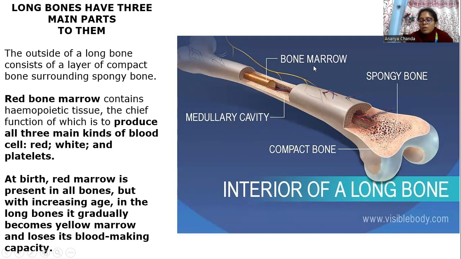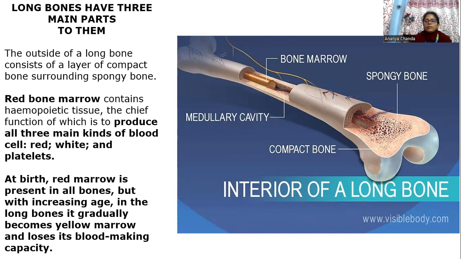So bone marrow comprises red bone marrow, where the red blood cells are formed, and it contains what? Yellow bone marrow. So the outside of the long bone consists of a layer of compact bone, which is surrounded by what? The spongy bone. So red bone marrow contains the hematopoietic tissue. That is, hematopoietic tissue means the tissue that produces red blood cells.